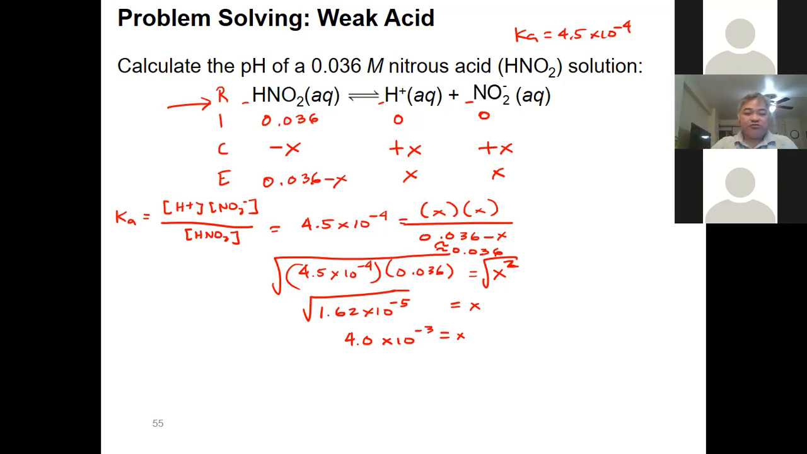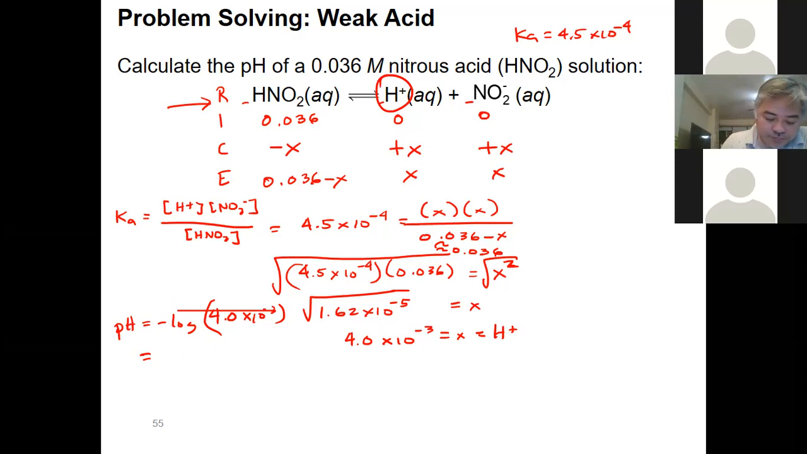Okay? So, what do we have here? 4.0 times 10 to the negative 3 x. That is also your H plus. So, you can get the pH, negative log of 4.0 times 10 to the negative 3, and that is equals to what? Ano kuha nyo? 2.40.